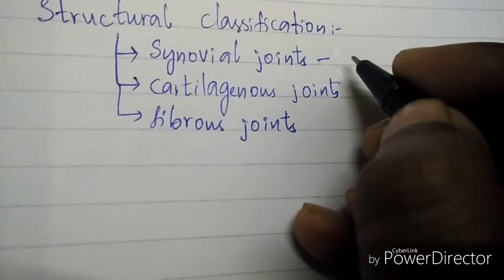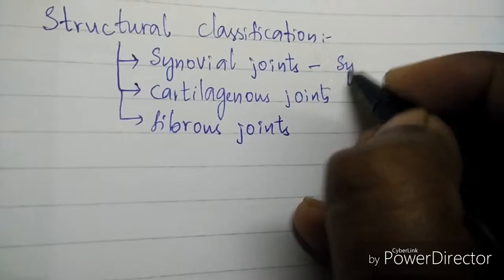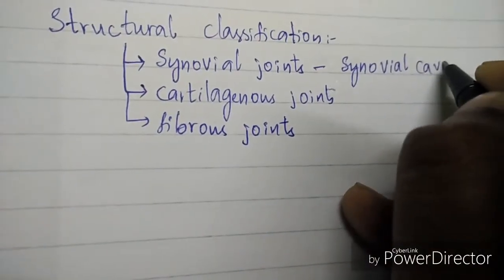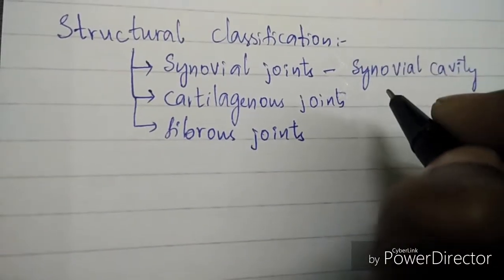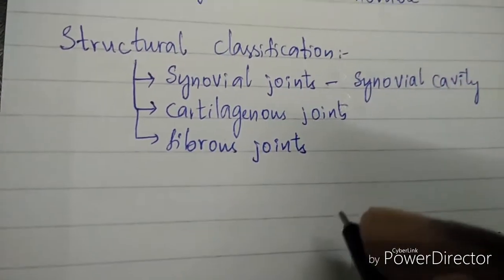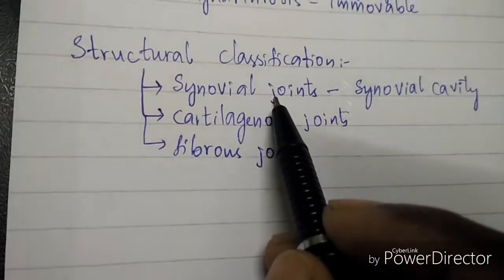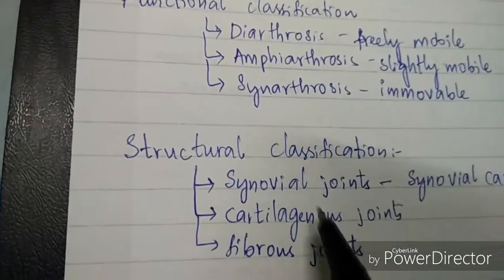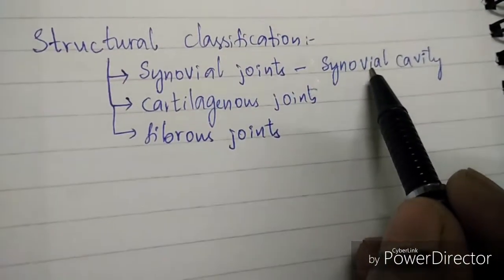Synovial joints are called so because they are characterized by the presence of a synovial cavity. There is a joint capsule surrounding the joint, and the ends of the bones are covered by articular cartilage, and the joint is freely mobile. So, all synovial joints are diarthrosis. They are all freely mobile because they have a synovial cavity.